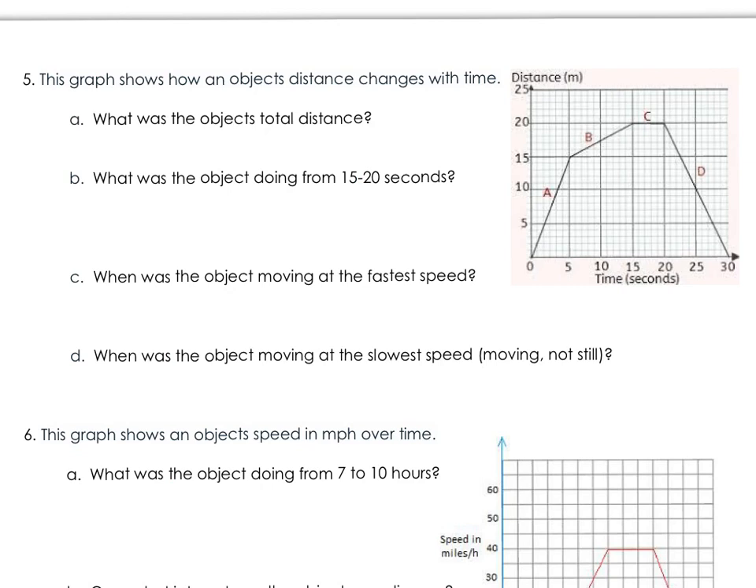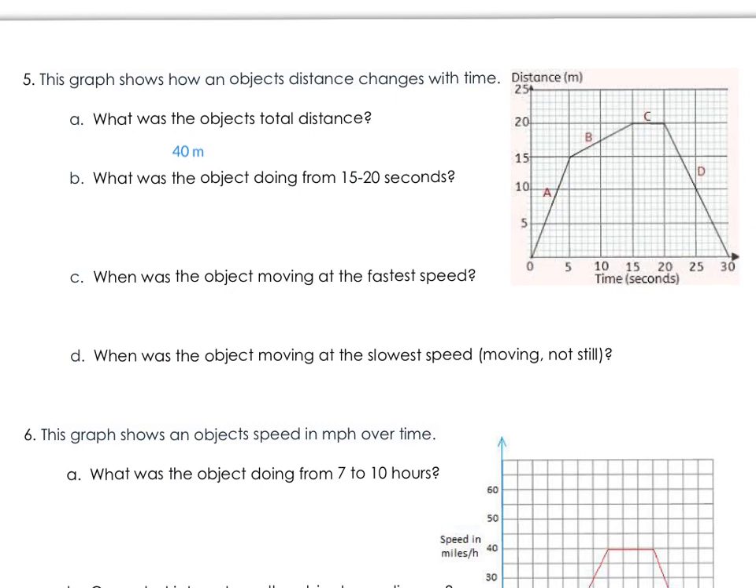Okay, the next question says that this graph shows an object's distance change with time. What was the object's total distance? Well, if we look over here, the distance traveled, it starts over here, it goes out 20, and then it comes back down this way, 20 meters again. So that's a total of 40. So remember, that was the total there.